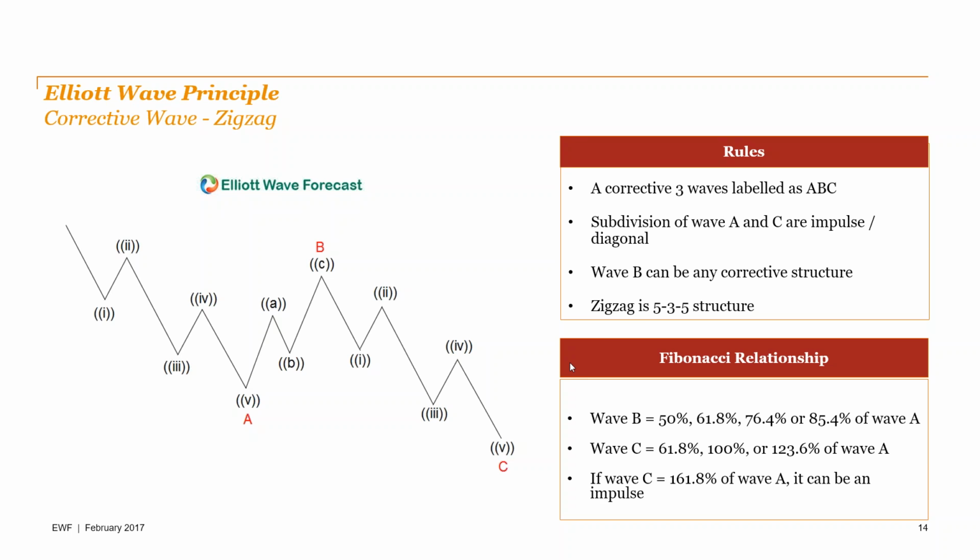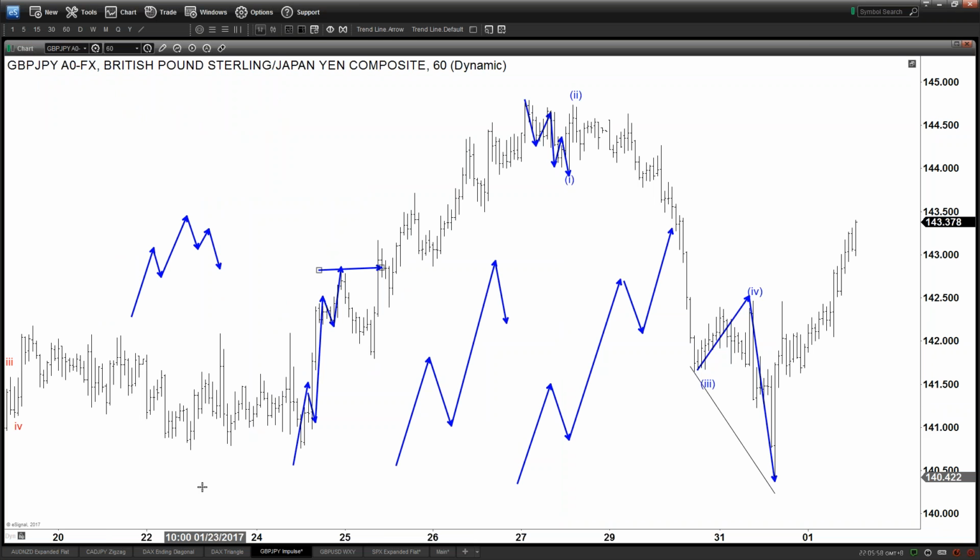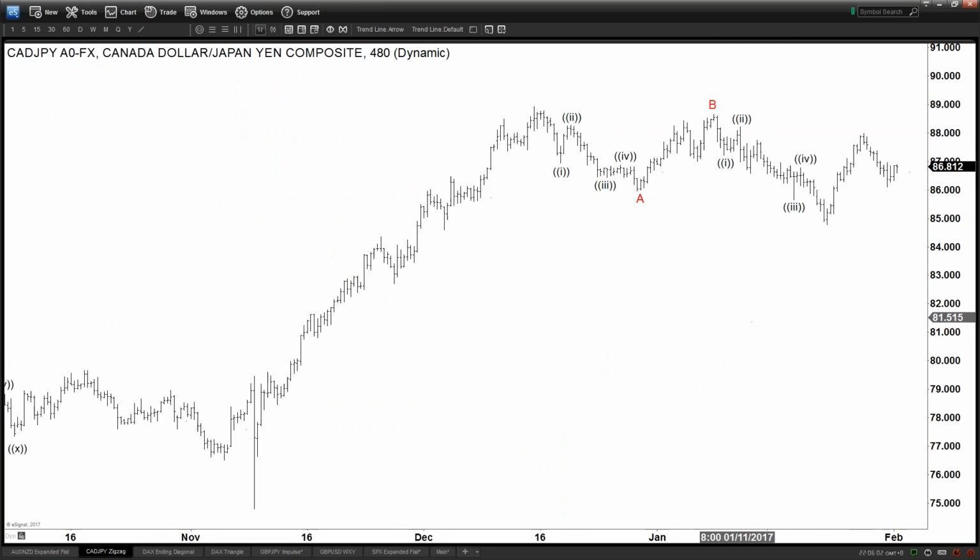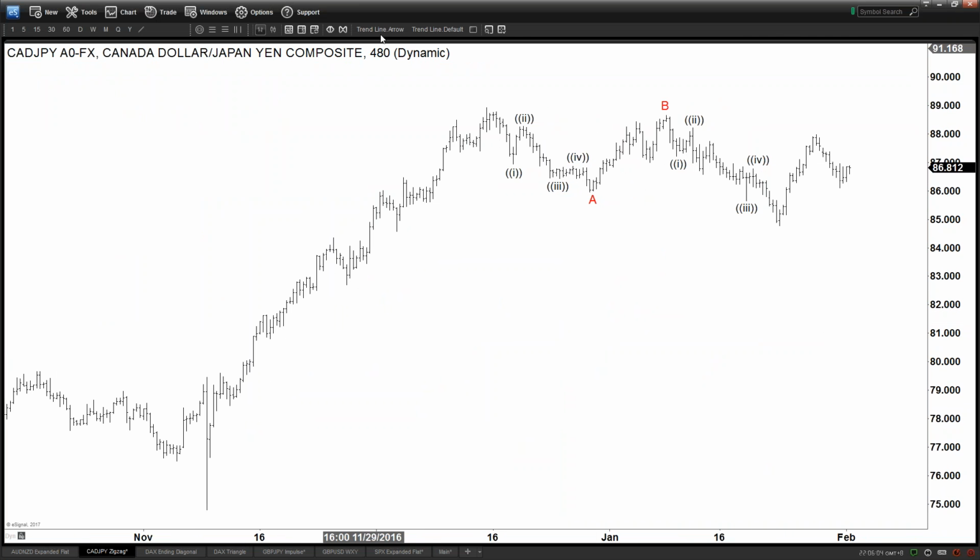Okay? Let's take a look at an example here with the zigzag. This is the Canadian dollar yen. Look here from this peak, we got 1, 2, 3, 4, 5, ending the wave A. Okay, we got the wave B, and then we got the wave C, also 1, 2, 3, 4, 5. So we have an ABC here. And notice here, our wave B is a retracement, right? So it cannot go past above the beginning of the wave A.